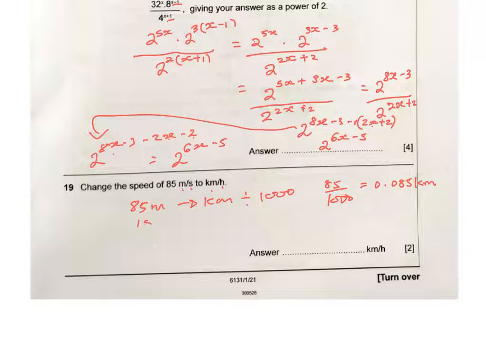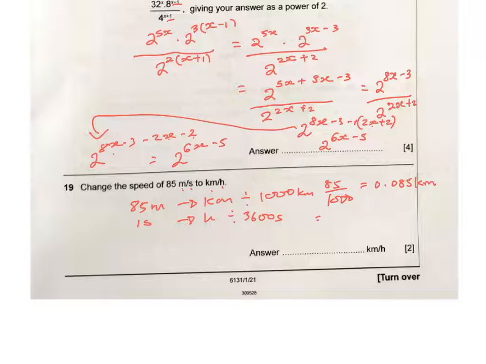Now you need to change that 1 second to hours by dividing. Remember, when you go from a smaller unit to a bigger unit, you always divide, and when you go from a bigger unit to a smaller unit, you multiply. Now you need to convert from seconds to hours. In 1 minute you have 60 seconds, and in 1 hour you have 60 minutes. So you have 60 and 60, that will be 60 times 60, which is 3,600.